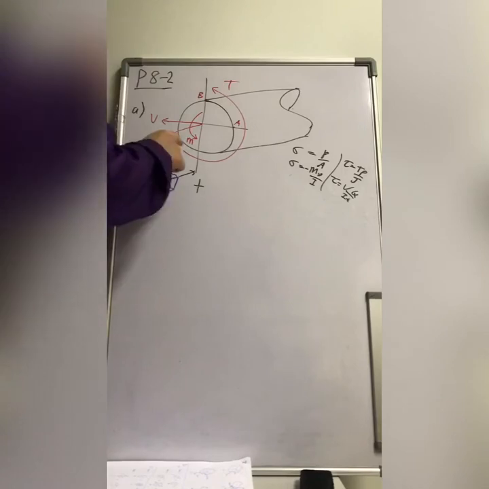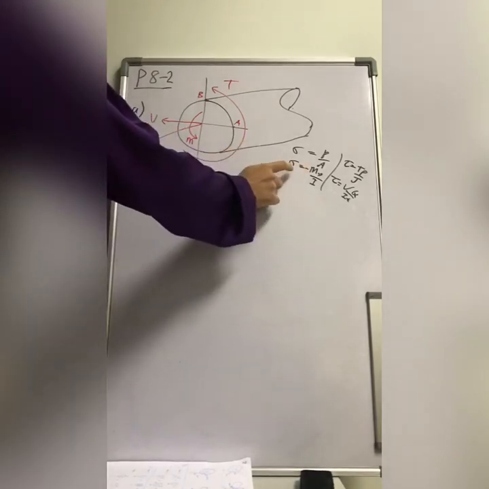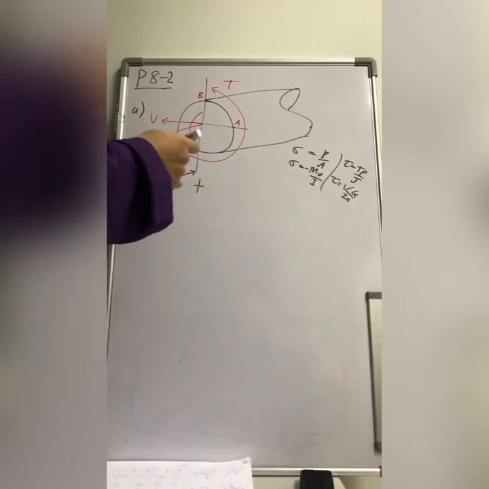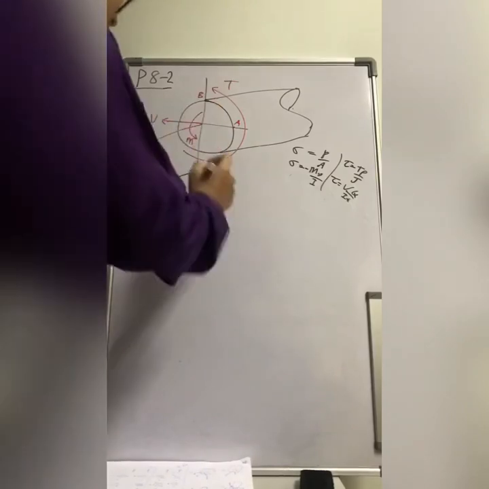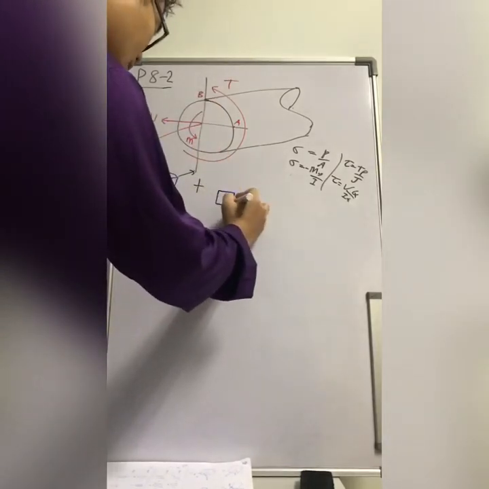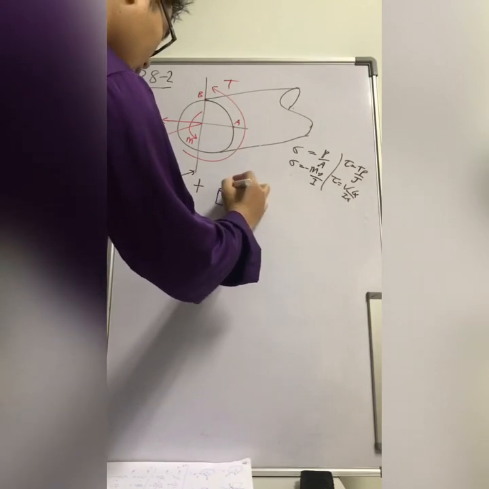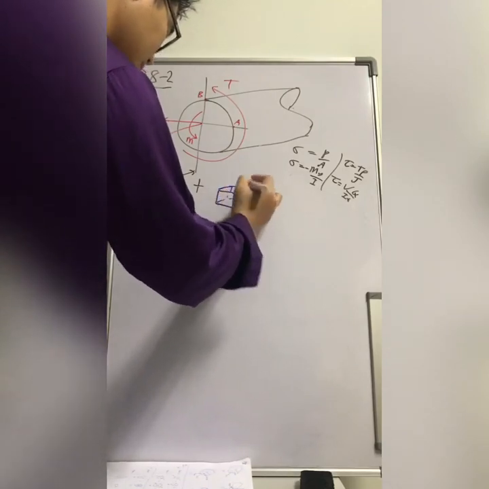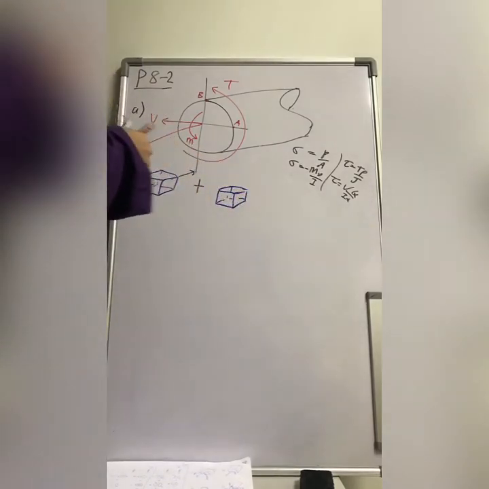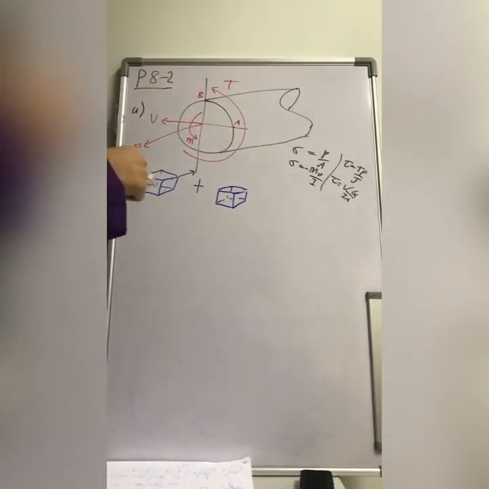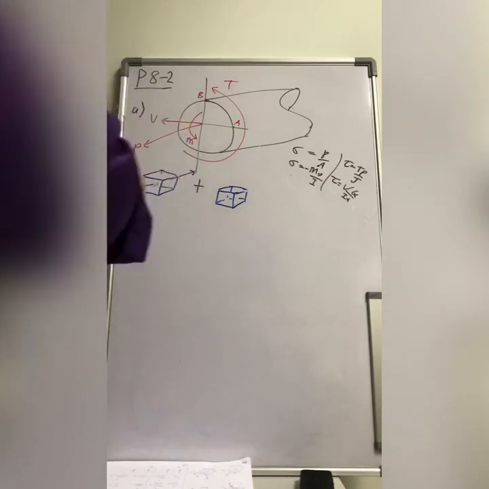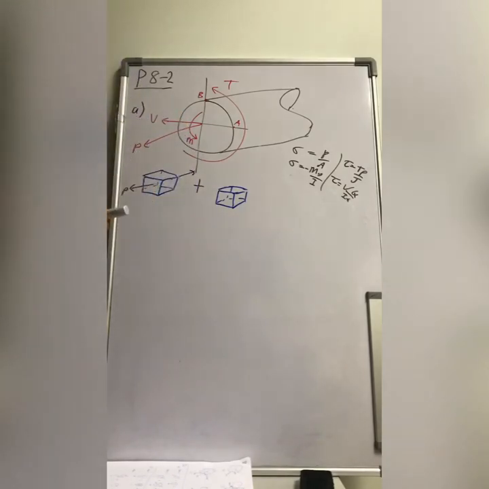Next, sigma due to M. Do you have that one at point A? This is the surface that is facing you here. Do you have this sigma due to M? Yes or no? The answer is no, you don't have it.